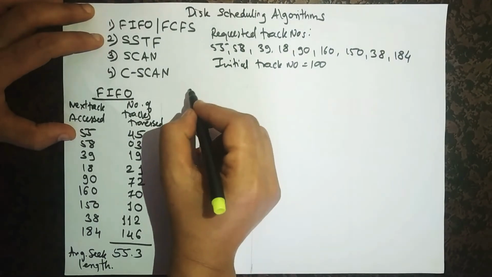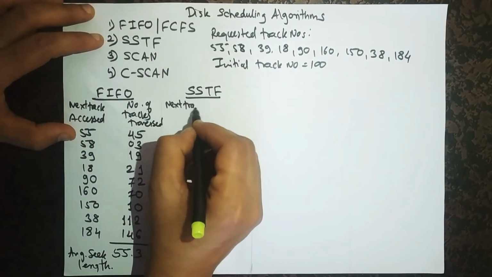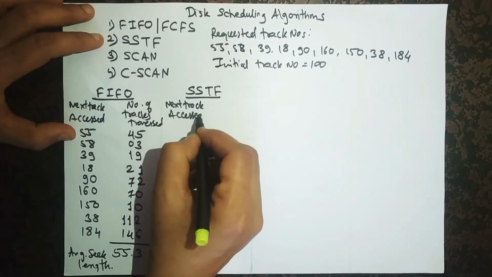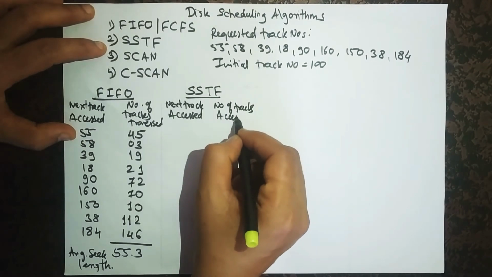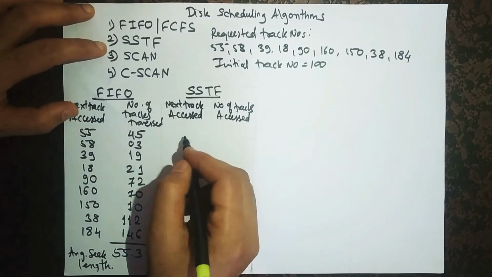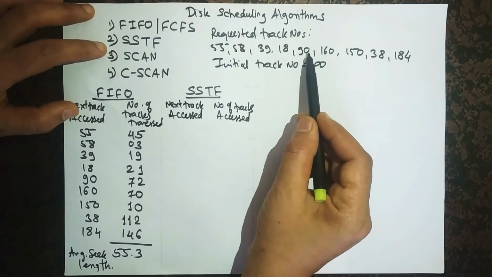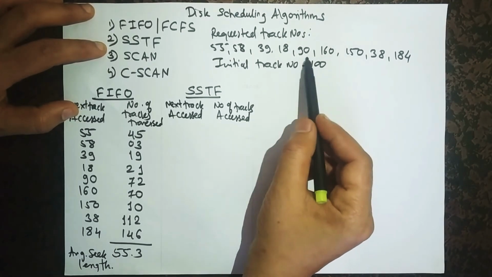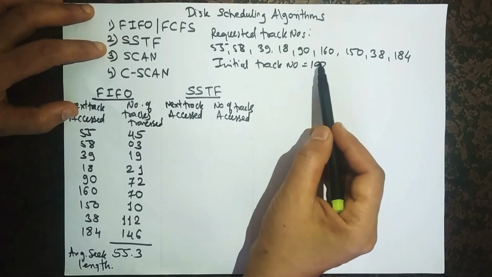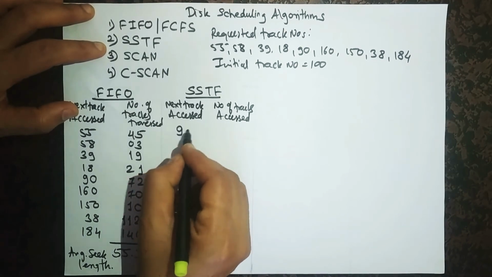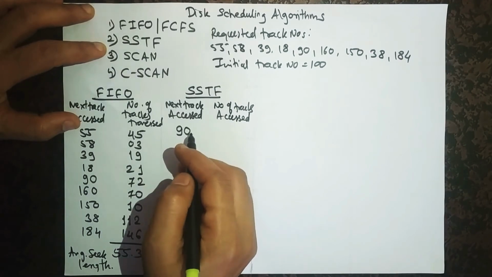Now the second algorithm is SSTF, shortest service time first. I will again write next track accessed and number of tracks traversed. Here the shortest service time from 100 is to 90. On one side we have 90, on the other side we have 150, which is the next number after 100, but 90 is closest, so we select 90 as the next track after 100, the initial track number. So the head is moved to the first track, that is 90.